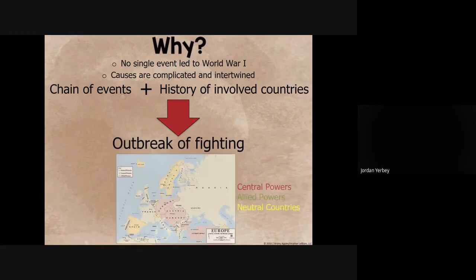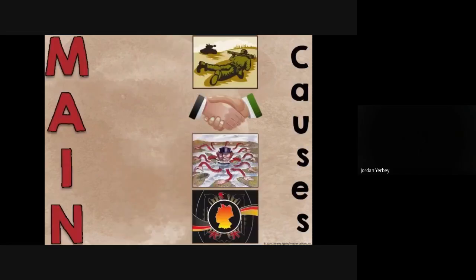And so that's what we're going to talk more about today. And you can kind of see a map of who was involved where. We've already looked at that in class, and we'll look more at that as we continue in the notes. Again, the main causes of World War One could be used in the acronym MAIN. And so that's an easy way to remember it.